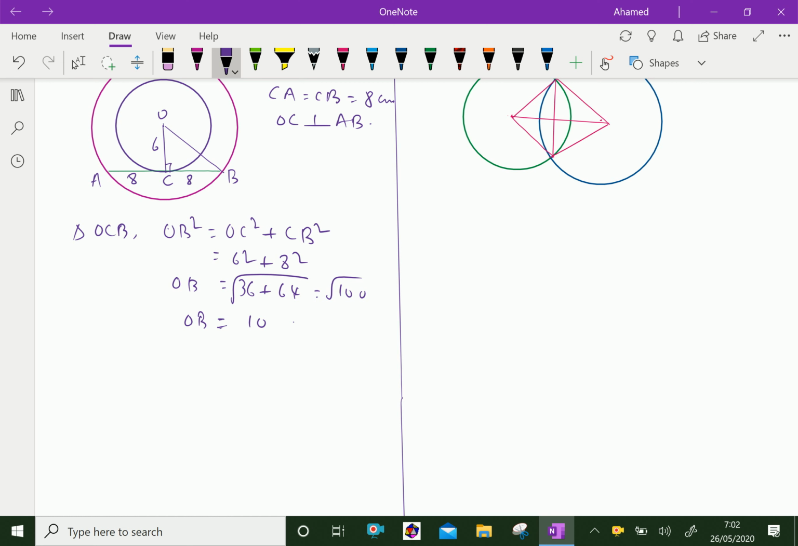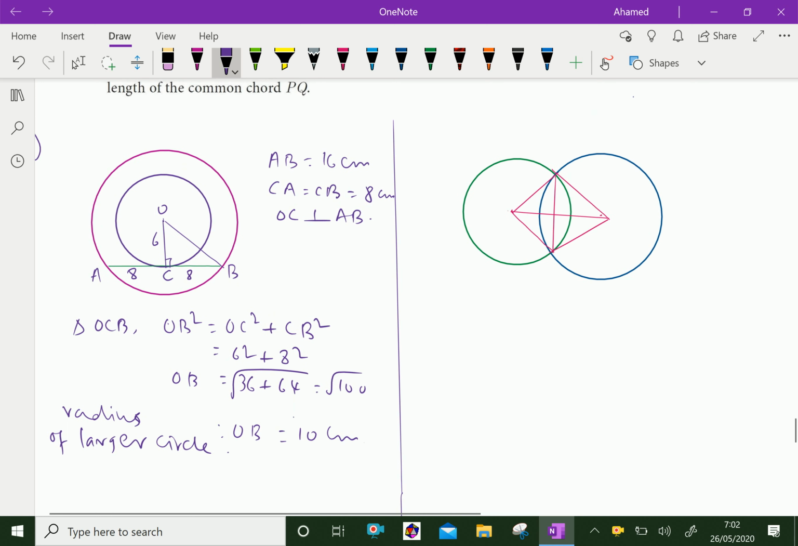Now the radius of the larger circle is OB, equal to 10 centimeter. Now we got the radius which is required.